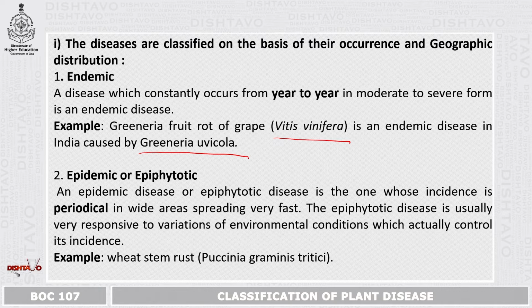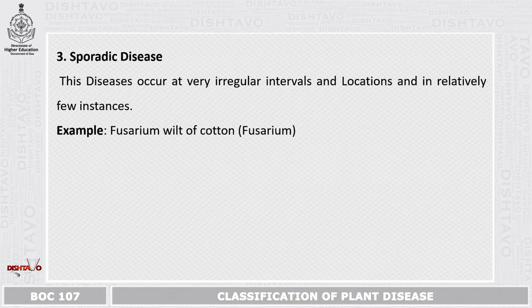Then second is epidemic or epiphytotic disease. An epidemic disease or epiphytotic disease is the one whose incidence is periodical in wide areas, spreading very fast. The epiphytotic disease is usually very responsive to variation of environmental condition, which actually controls the incidence. Example of this epidemic disease is wheat stem rust, which is caused by the fungus Puccinia graminis tritici.